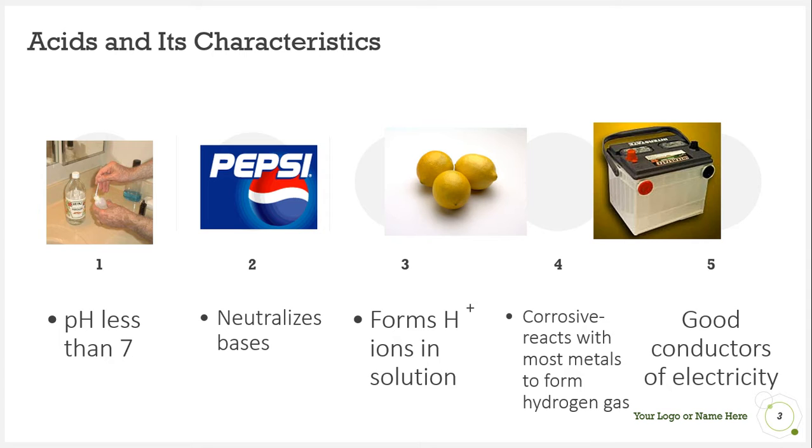And the characteristics of acids, as I said: pH less than 7, neutralizes bases, we'll talk about that later, forms hydrogen ions in solutions, reacts with most metals to form hydrogen gas, and it also conducts electricity.